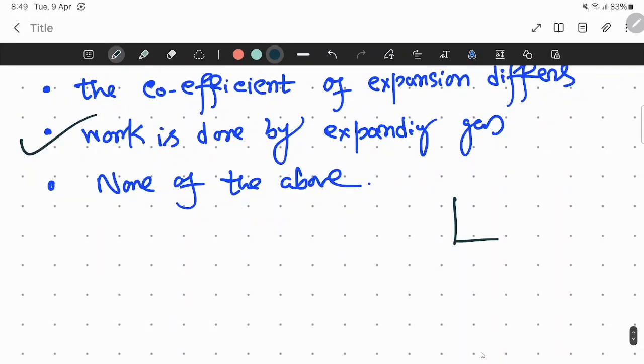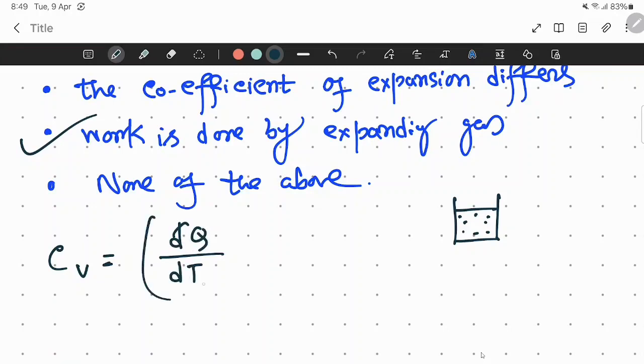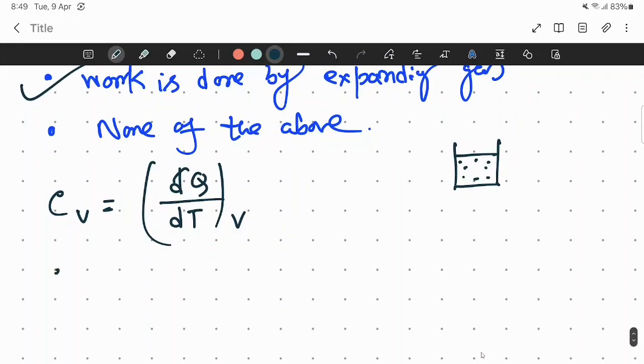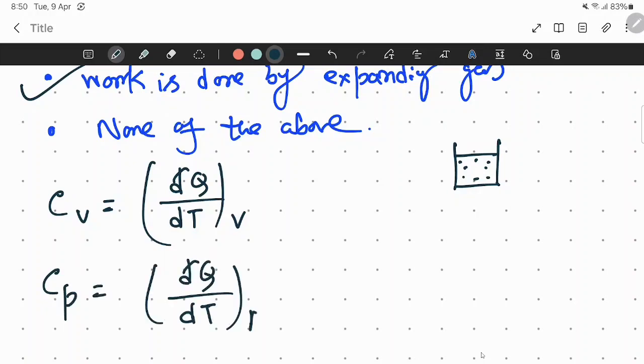We have already discussed, in one class, that we have to increase. What is the definition? CV is du or dq by dT at constant volume. We have to increase the temperature by 1 degree, for which the amount of heat required is CV. That is the definition of CV: the amount of heat required to increase the temperature by 1 degree at constant volume. And CP is just the constant pressure case.